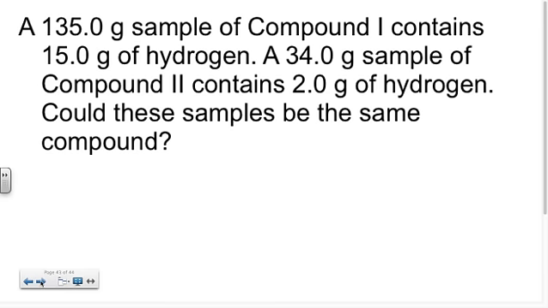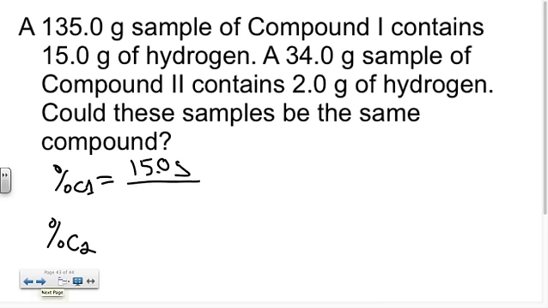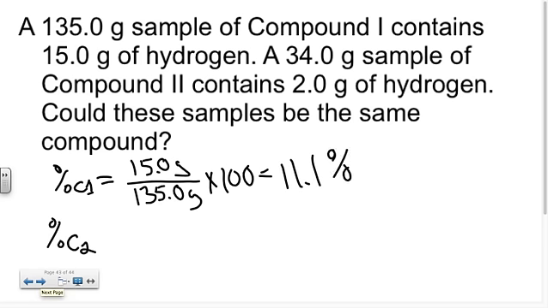All right, so we've got two compounds. So we're going to do percent by mass of hydrogen in compound 1, and percent by mass of hydrogen in compound 2. So for the first compound, we've got 15.0 grams, and it says the total mass of the sample, so we don't need to add anything together here. It's 135. I'm going to multiply that by 100, and that comes out to 11.1%. Make sure you check your significant figures on that. So that's hydrogen in compound 1.